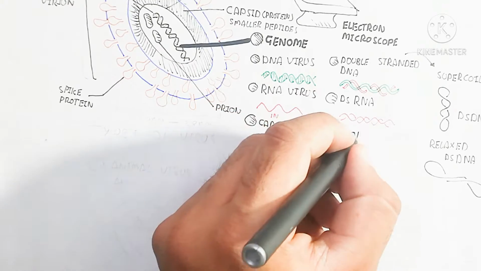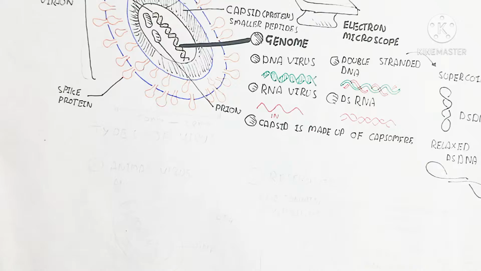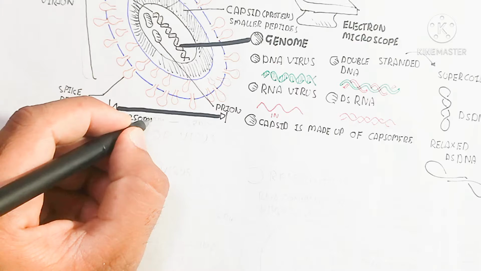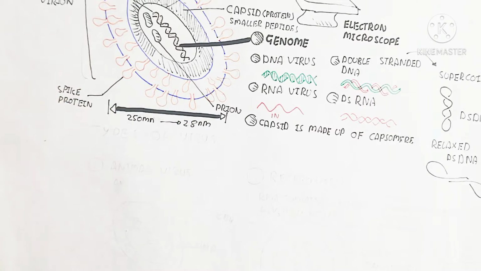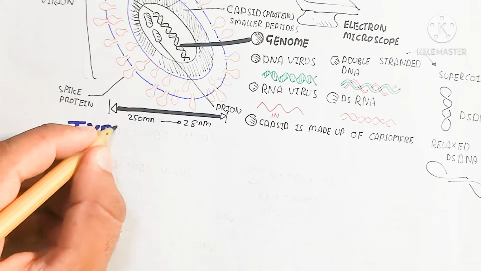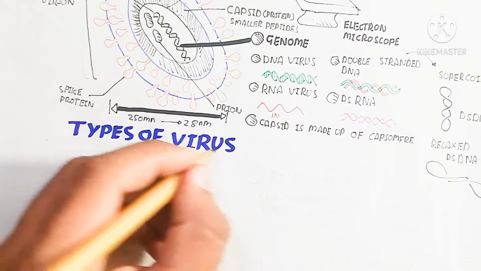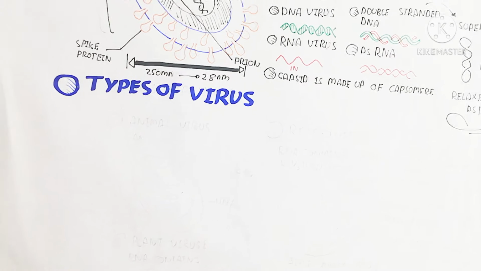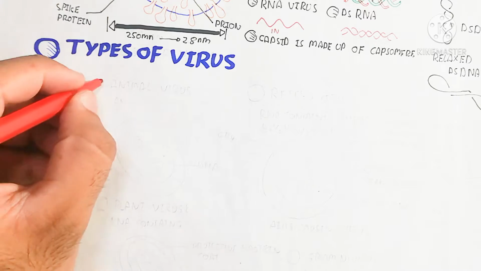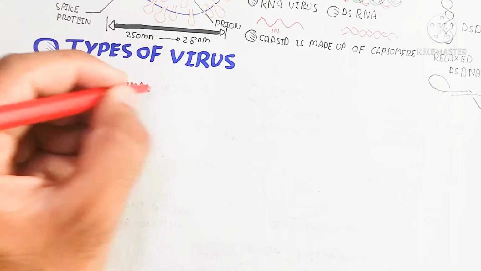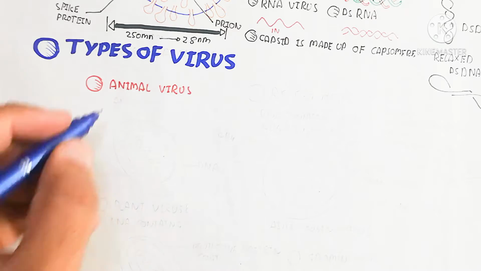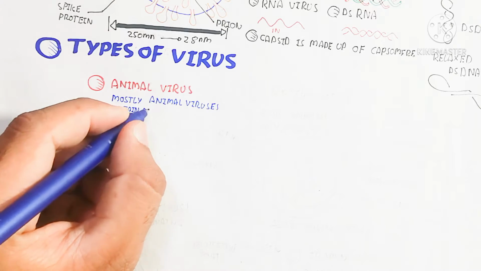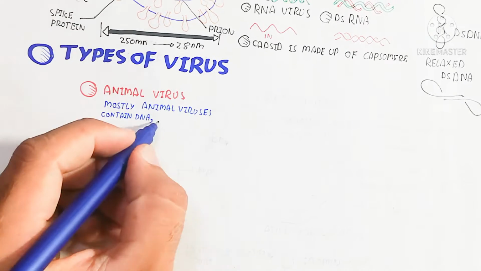Let's talk about the capsid, which is made up of capsomeres. The capsid is the outer protective coat of the virus which protects the genome. On the other hand, we will discuss the types of virus. We cannot cover the shapes of the virus in this video, but we can give an overview. First of all, we will discuss on the basis of host.